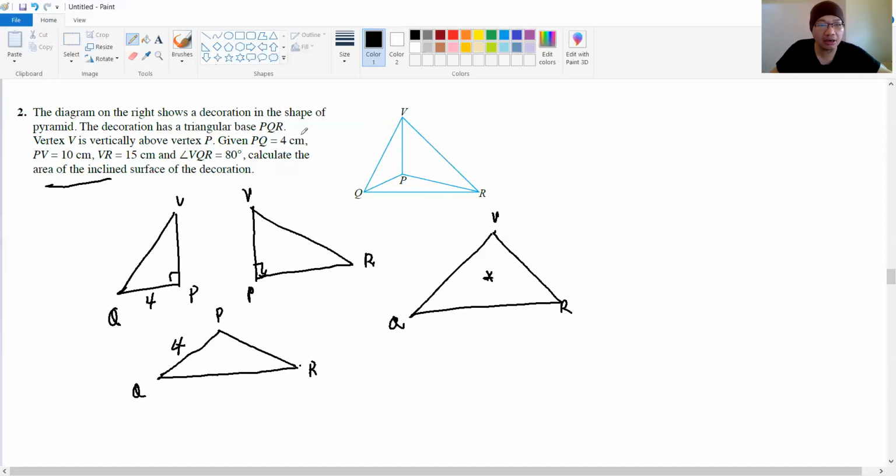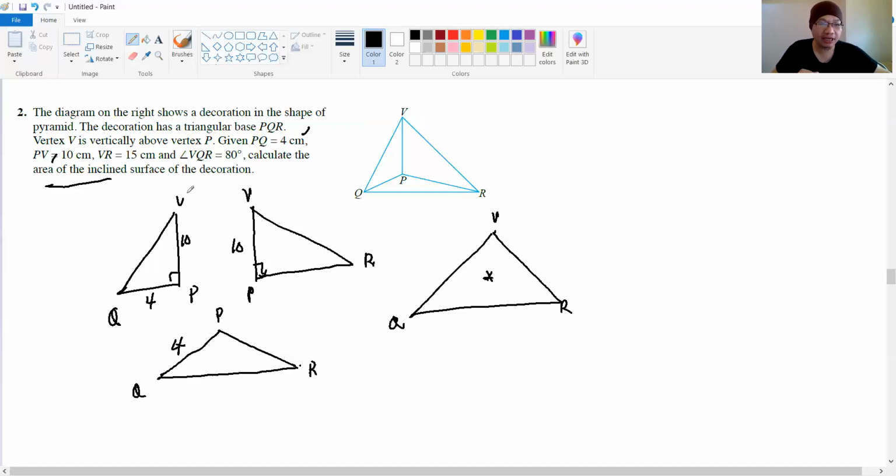Next, okay, settle. Now let's see PV equals 10. Okay, this is your PV, right? 10. This one also PV 10. Where else is PV? There's no more PV. PV, PR, PQ. Okay, settle.